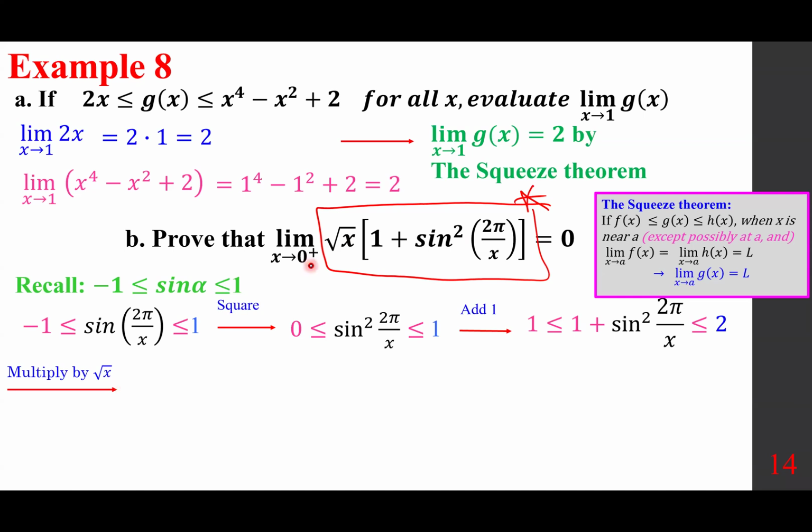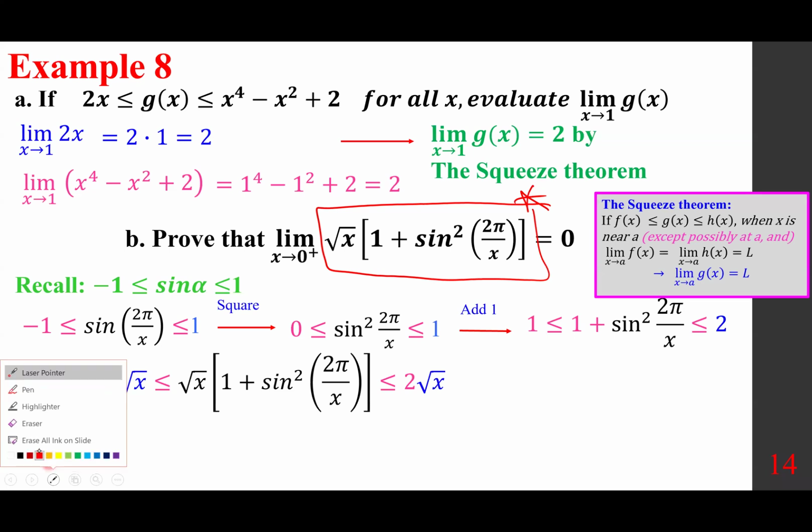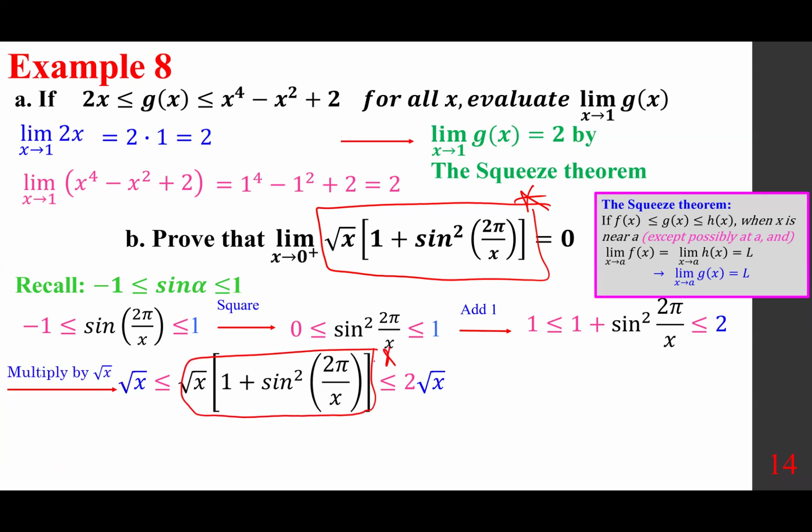And remember, x is approaching 0 from the right, so the sign cannot change. You don't have to worry about that. So you multiply everything by square root of x. And now you notice you have exactly the same thing.